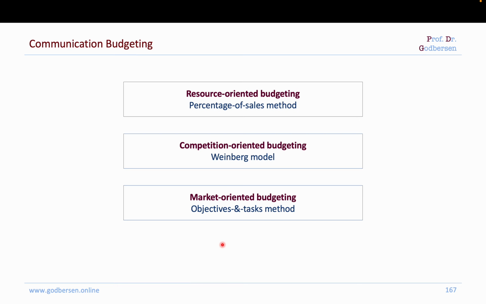Let's dive into a few methods of communication budgeting, and that is resource-oriented budgeting, competition-oriented budgeting, and market-oriented budgeting. And for each, I will give you one strong particular method. Starting with resource-oriented budgeting, and here the percentage of sales method.